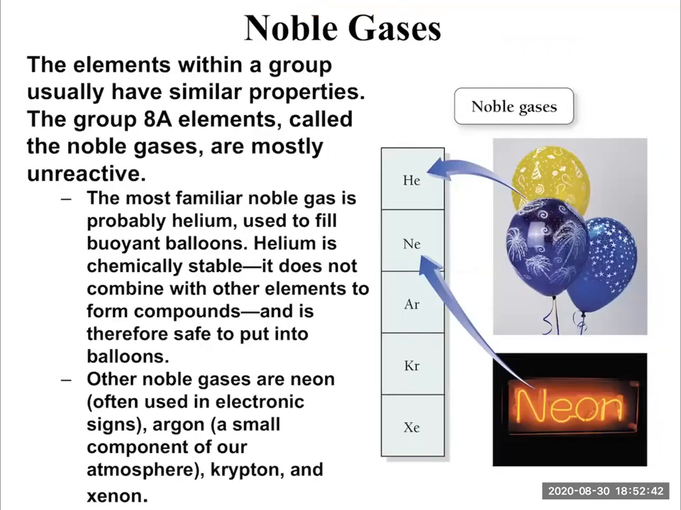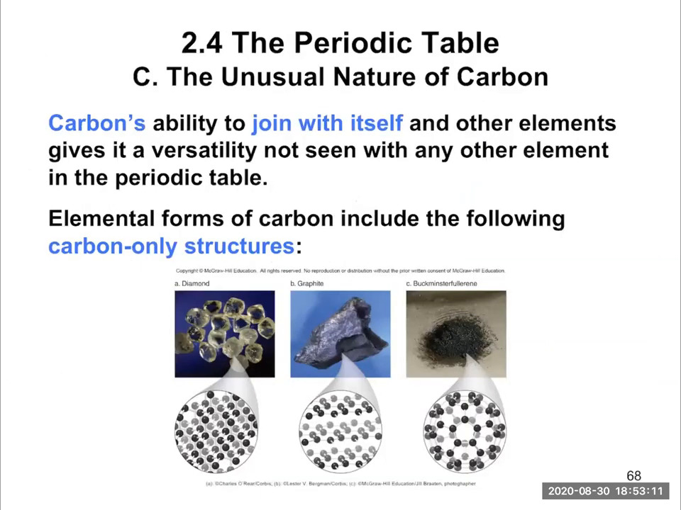Noble gases are very unreactive. They are very happy the way they are. They usually do not like to lose or gain electrons. They are stable the way they are. Examples are your helium, neon, argon, krypton, and xenon. Usually we use these gases in balloons, and those signs that we see at many stores or clubs. Yes, they put these noble gases in them.